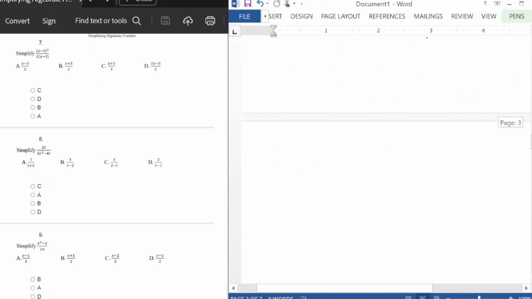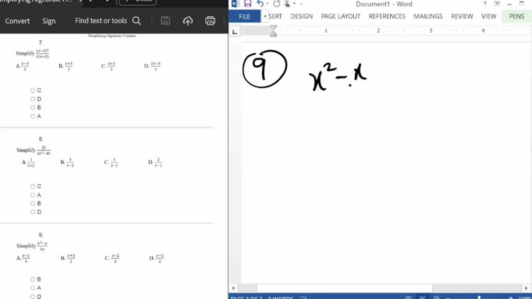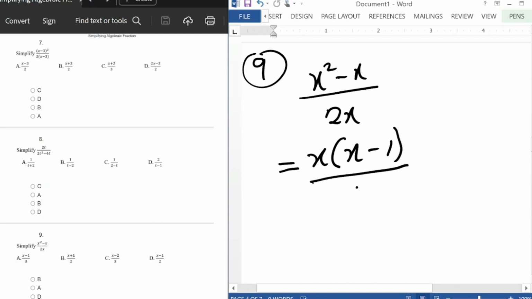For question number 9 now, we want to simplify this as well. We have x squared minus x divided by 2x. So you factorize the numerator. In factorizing the numerator, we are going to have x into bracket x minus 1 divided by 2x.